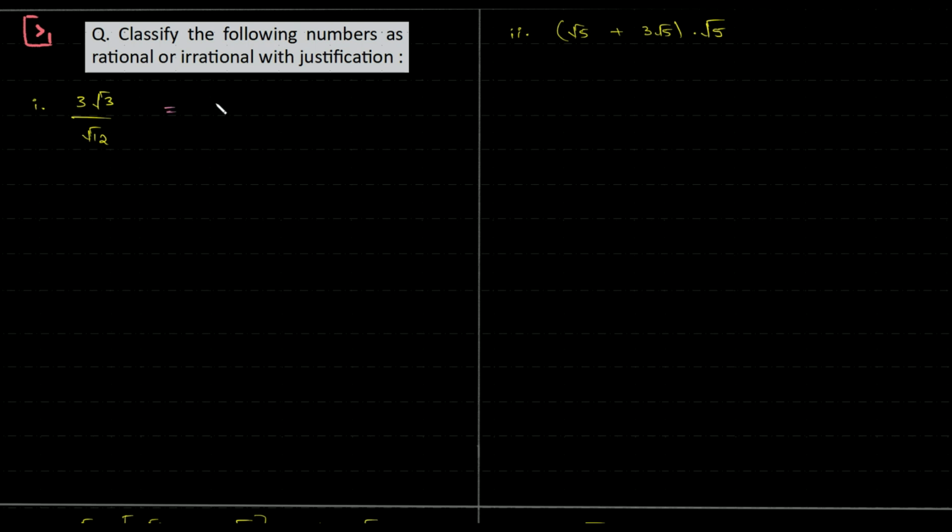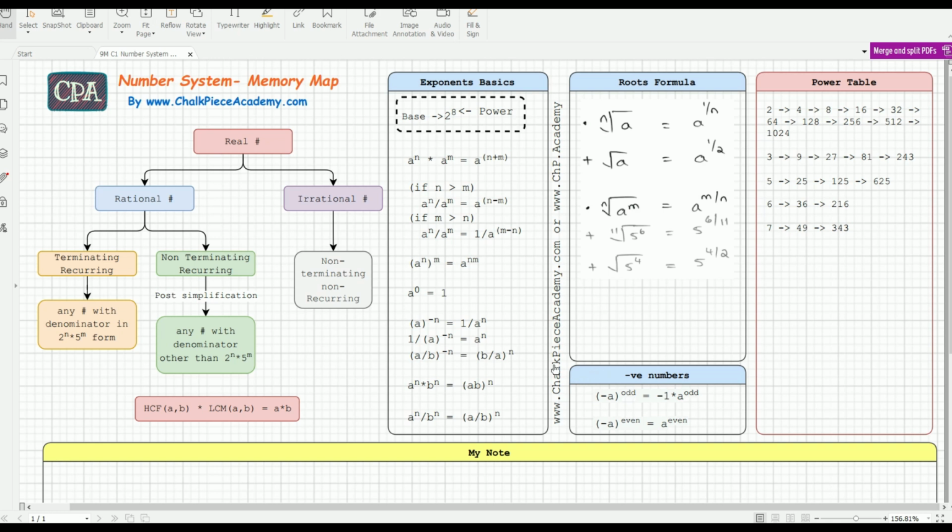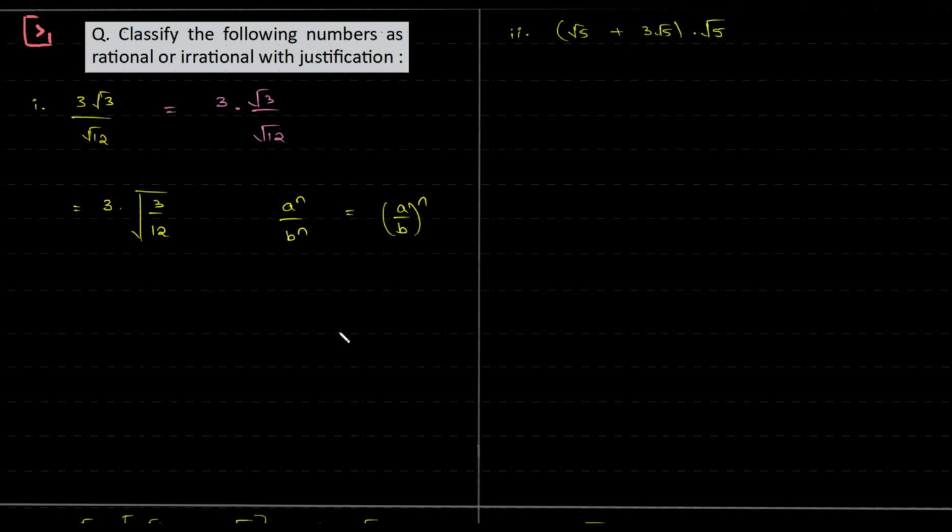Well, we have 3 root of 3 divided by root of 12. I'm just rewriting, nothing else. So can I write 3 times root of 3 by 12? Can I do this? Why? Because a to the power of n by b to the power of n is a by b whole to the power of n. Agree? A to the power of n, b to the power of n is a by b whole to the power of n. Is it not?